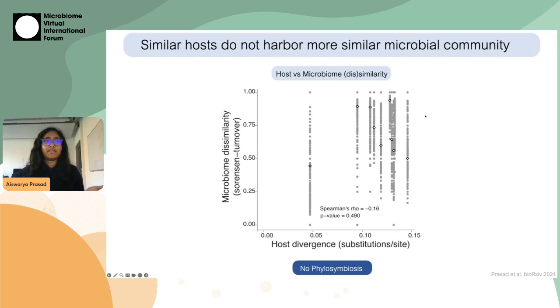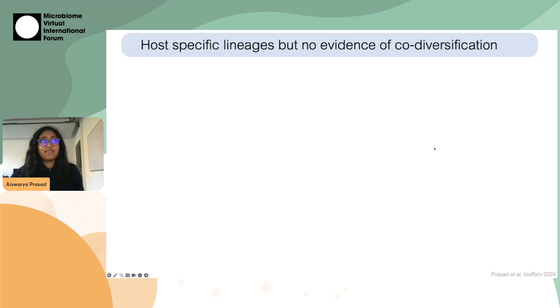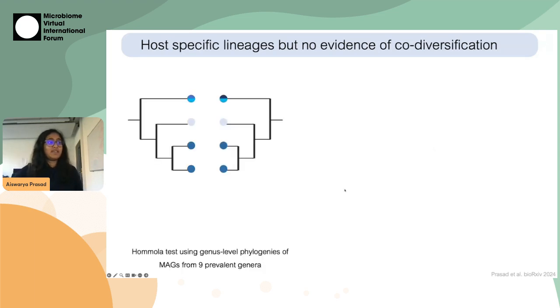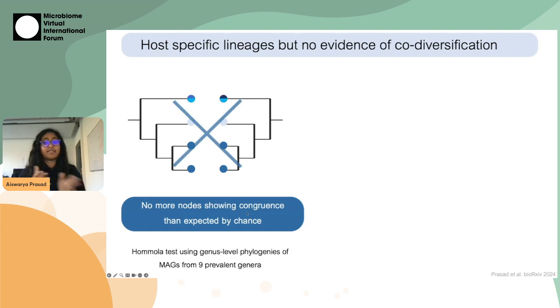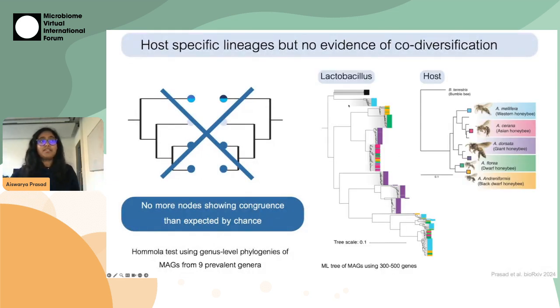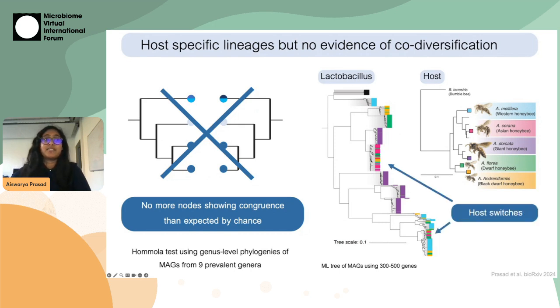And what might be the processes underlying this? If there was co-diversification, we wanted to check this by looking at the phylogenies of MAGs from the prevalent genera. And what we found was that there was not any signal of co-diversification more than expected by random chance. If you look closely at one of the phylogenies, for example, we see a lot of host-specific lineages, but this isn't really congruent to the host. And in fact, we also see several clades which have mixed signs of host switches.